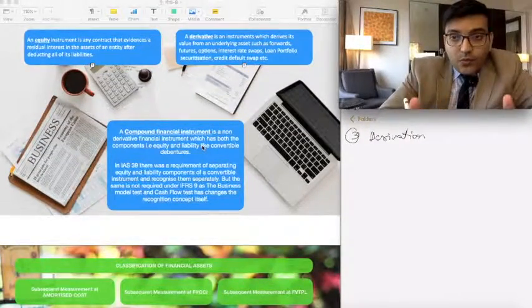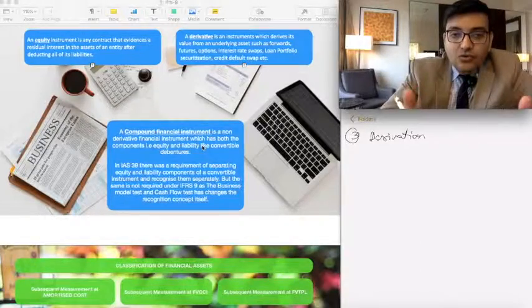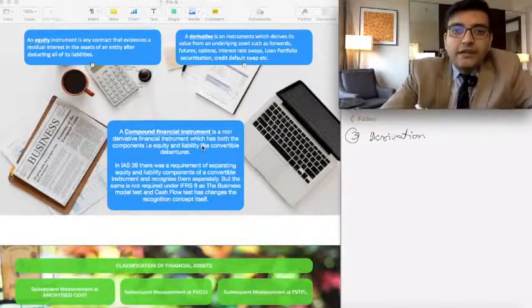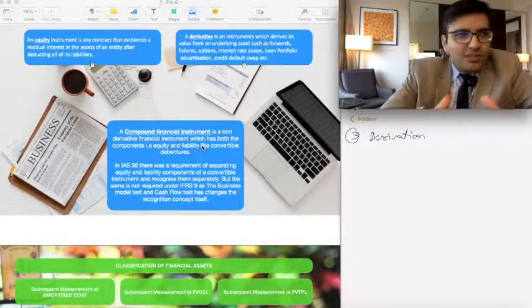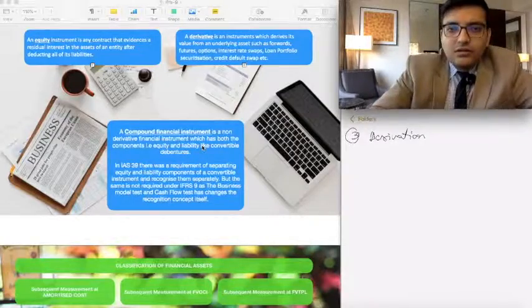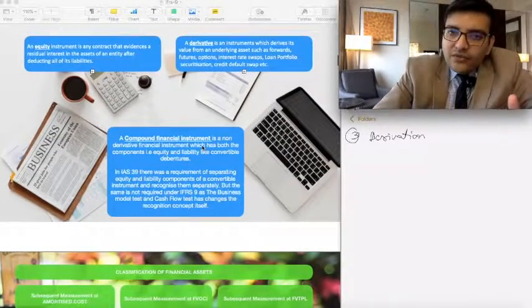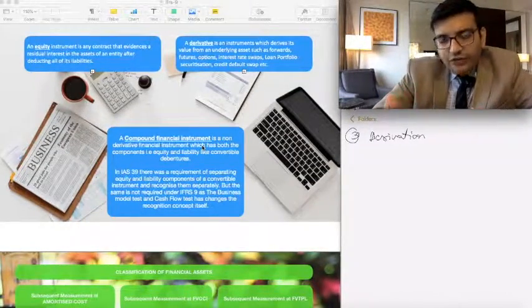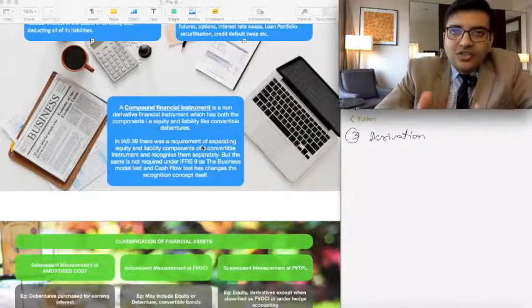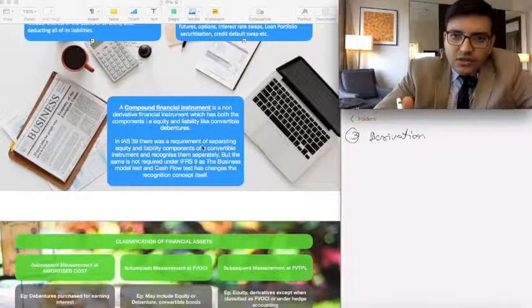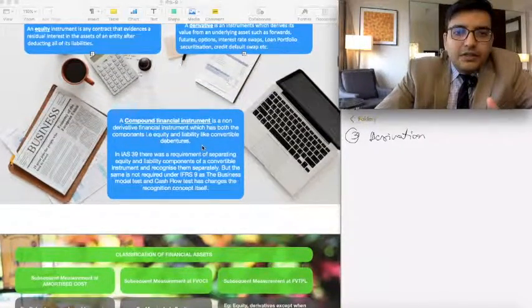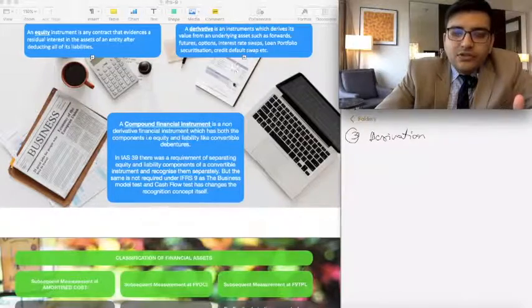The main point I'm discussing here is how to attempt your questions for the Diploma in IFRS exam, and basically summarizing all the concepts in IFRS 9. This is what we are doing here. What is a derivative? Something which derives its value from an underlying asset. Just like options, just like futures, these all are derivatives. Interest rate swaps, forwards, everything.